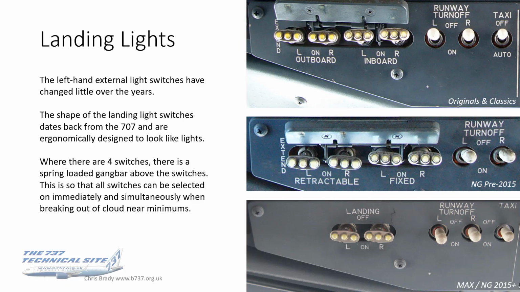Where there are four switches, which is basically all 737s pre-2015, you've got a spring-loaded gang bar above the switches, and the purpose of that is so that all four switches can be selected on immediately and simultaneously. The logic, I believe, is when you're breaking out of cloud near minimums. You don't want to be distracted by having the lights on when you're in cloud, so as soon as you pop out of the cloud, you can just hit that gang bar, all four lights come on, and you can illuminate the runway.